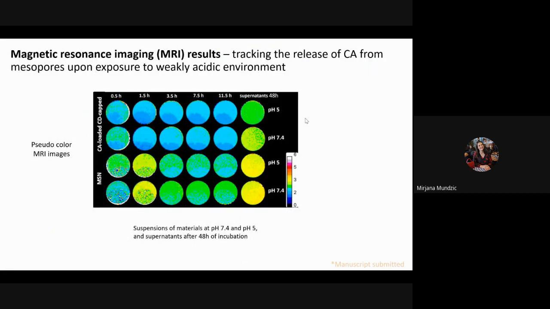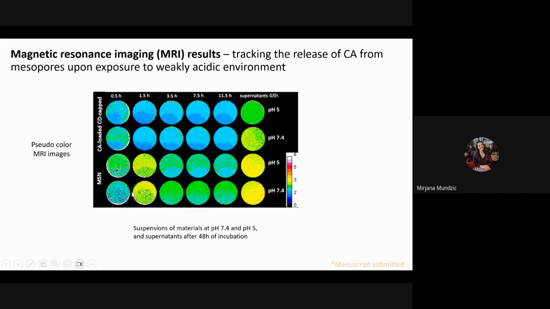We are speaking about contrast agents. So the main idea behind the loading of contrast agent is to see whether we can track the release of it from the mesopores upon the exposure to weakly acidic environments. Because of that, we performed magnetic resonance imaging, and here are the results. Here are the pseudocolor MRI images.